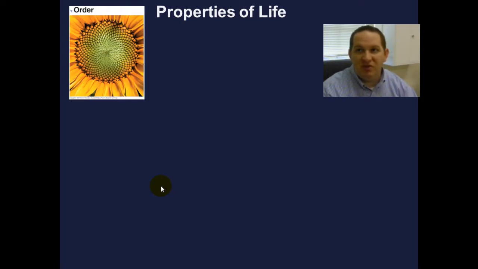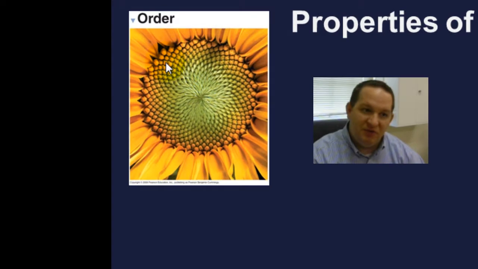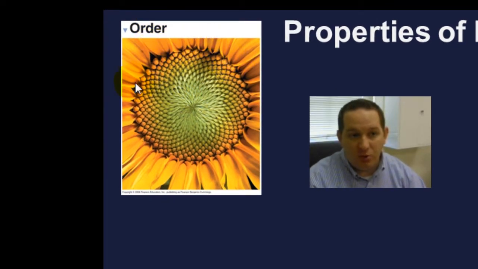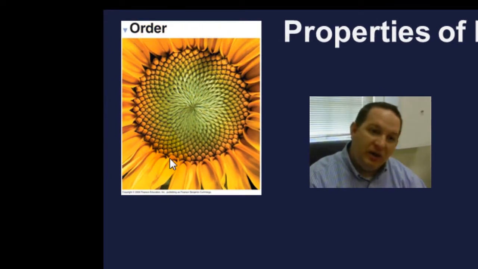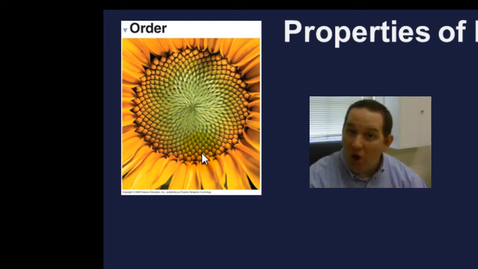So biologists have come up with 7 properties of life. The first is order. All life is ordered. As you can see here with the sunflower, you can see the high level of organization here. All life must be ordered.